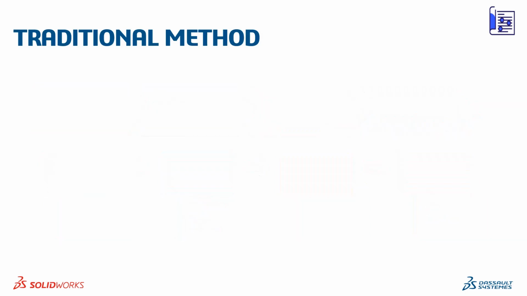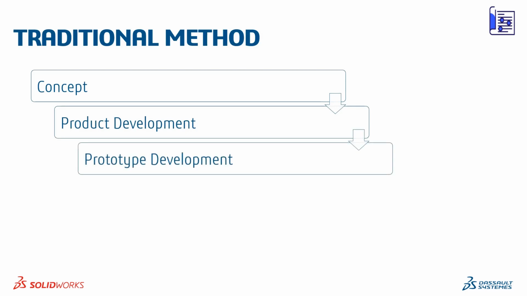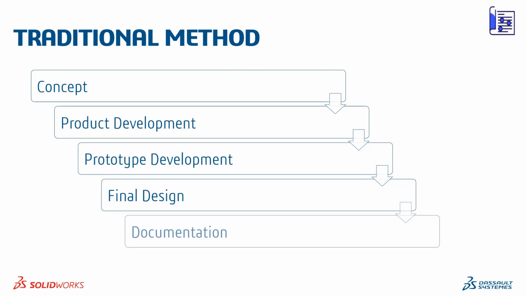So throughout the process, from concept to product development to prototype development, final design, or the documentation. As I have mentioned earlier, the simplified steps of product development are concept, design, and so on. There is one problem over there. If a problem or delay occurs in one of these steps, the complete process is delayed.